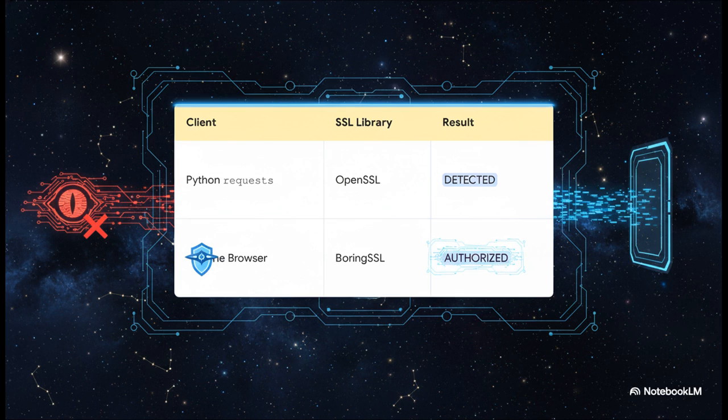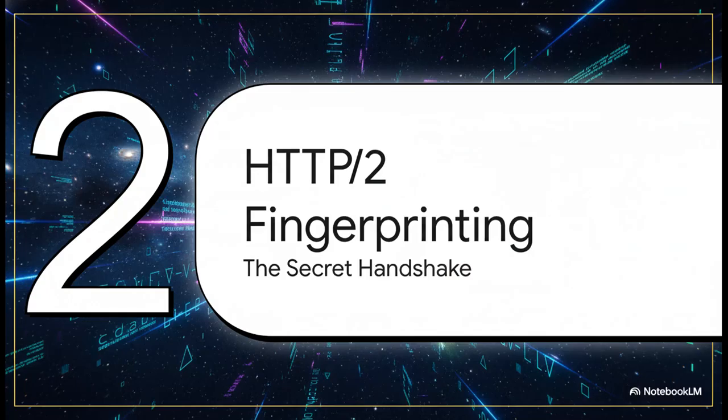A standard Python request script just uses your operating system's default OpenSSL library, which has a fingerprint that's super well known and easy to spot. But a real Chrome browser uses Google's own library, BoringSSL, which has a totally different signature. So a web application firewall sees that Python signature, compares it to your user agent header that's screaming, "I am Chrome," and it knows instantly that you're a bot. Game over. Right there.